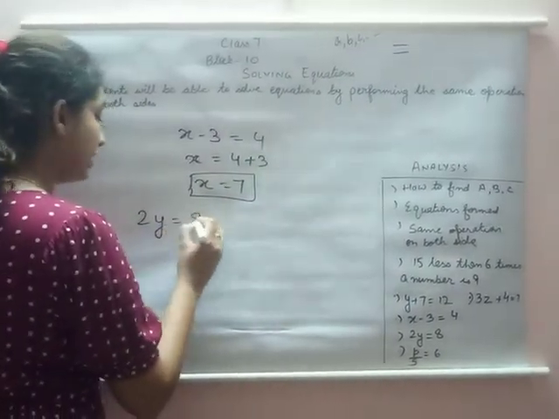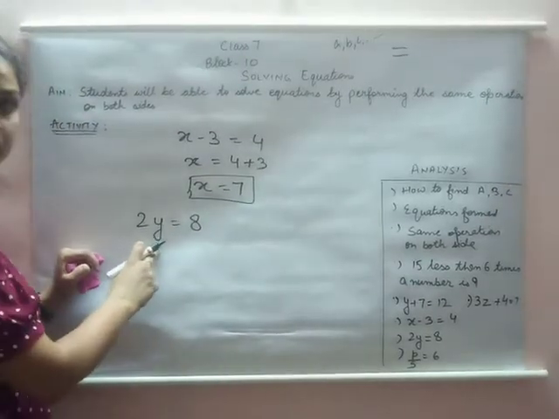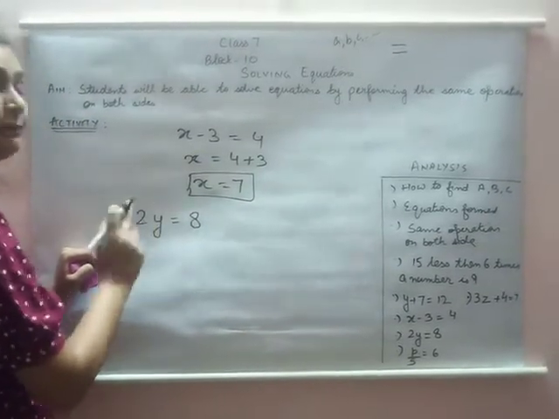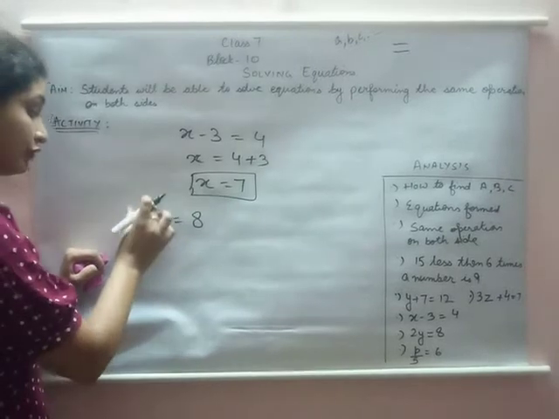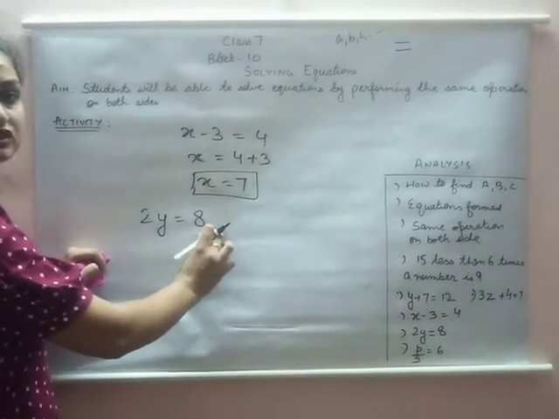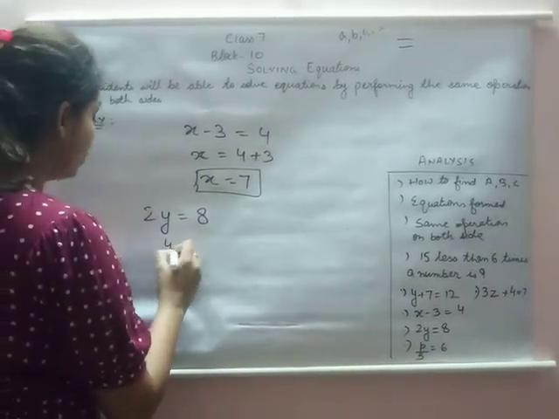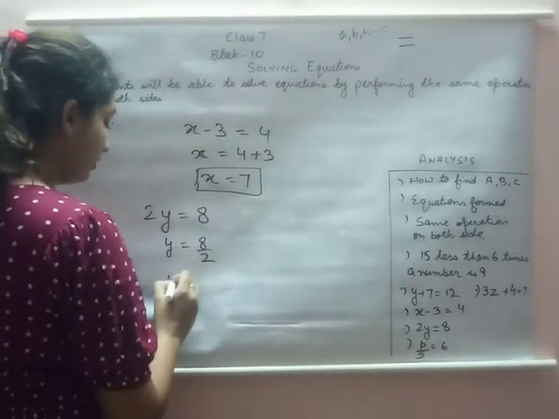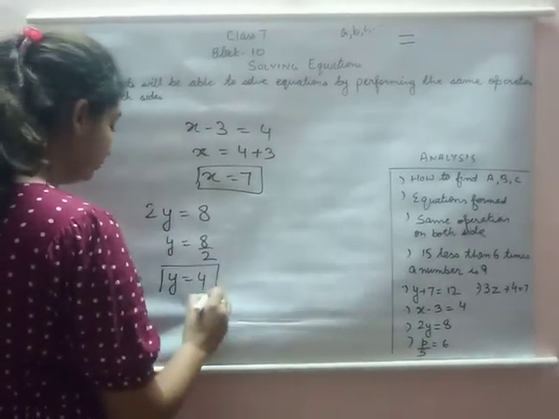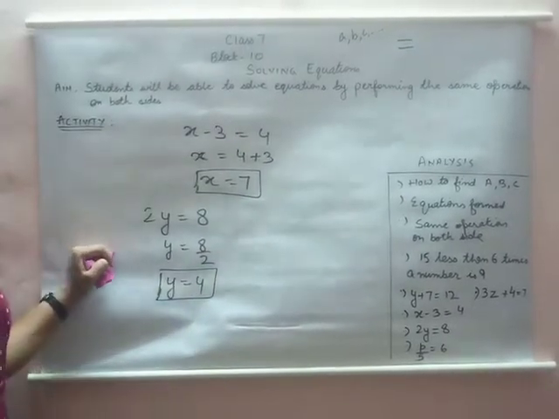Take one more example. 2y is equal to 8. y is the variable which we have to leave alone. 2 and y have a multiplication relation between them. So if 2 goes there, after crossing the magical bridge, it becomes division. So y is equal to 8 by 2. y is equal to 4.